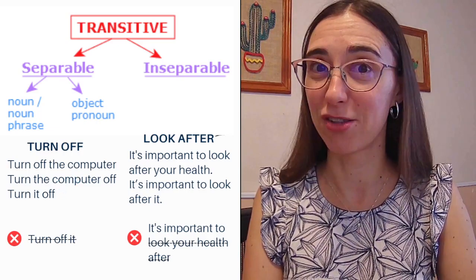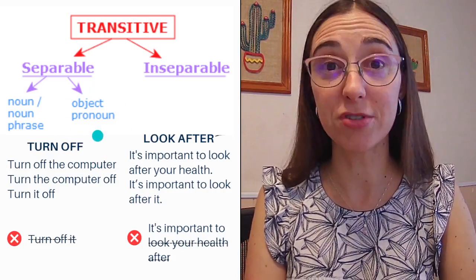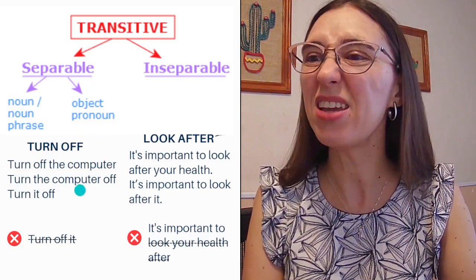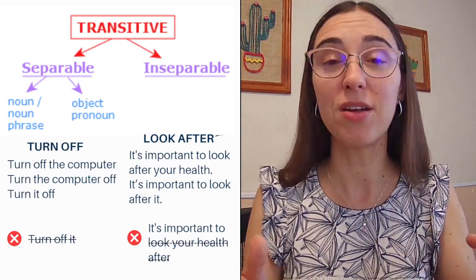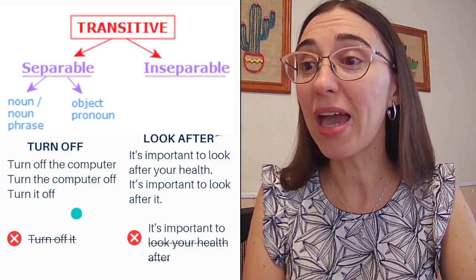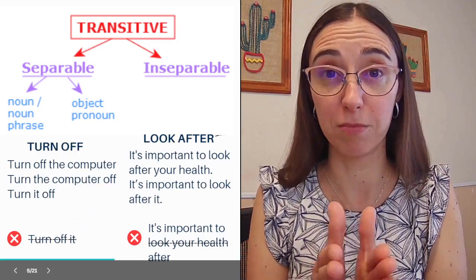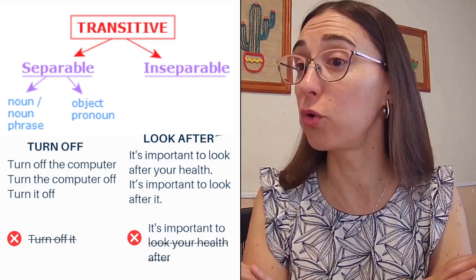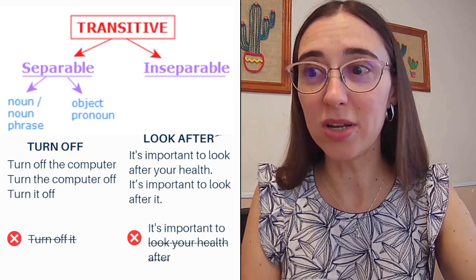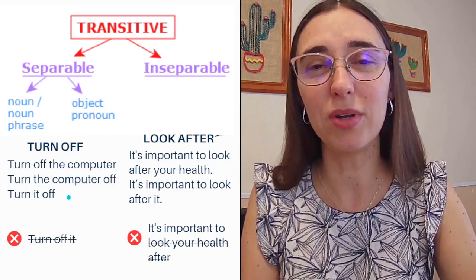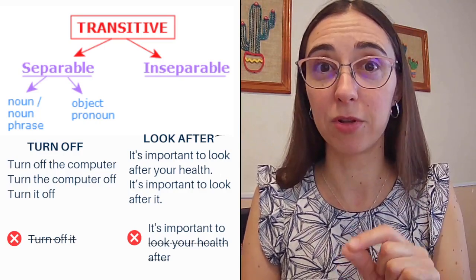But there is an exception to this. If you're using an object pronoun, the only possible option you might have is this one, to have the object in between the verb and the particle. You cannot have it by the end of the combination, by the end of the phrasal verb. So you cannot say, turn off it. You can only say, turn it off.